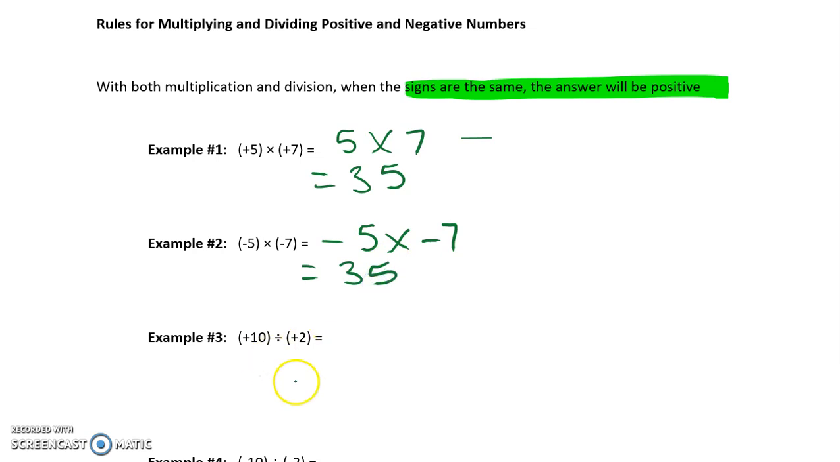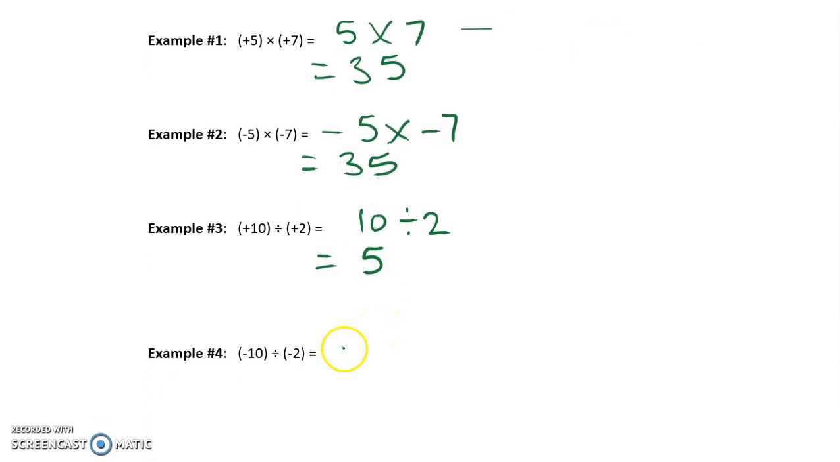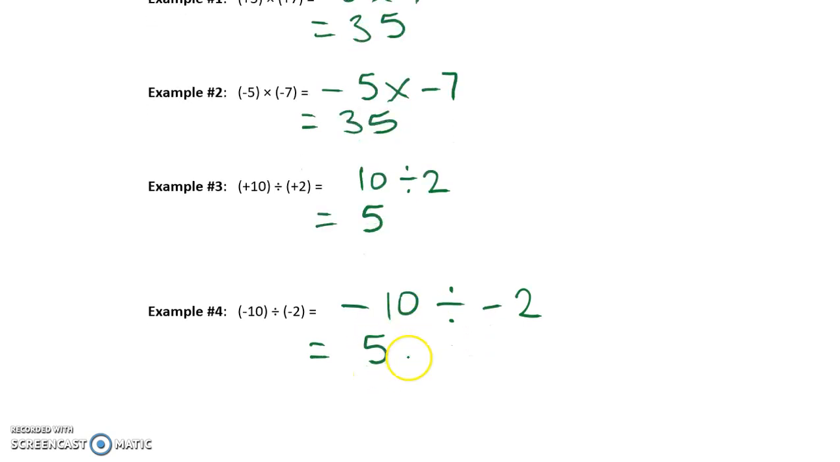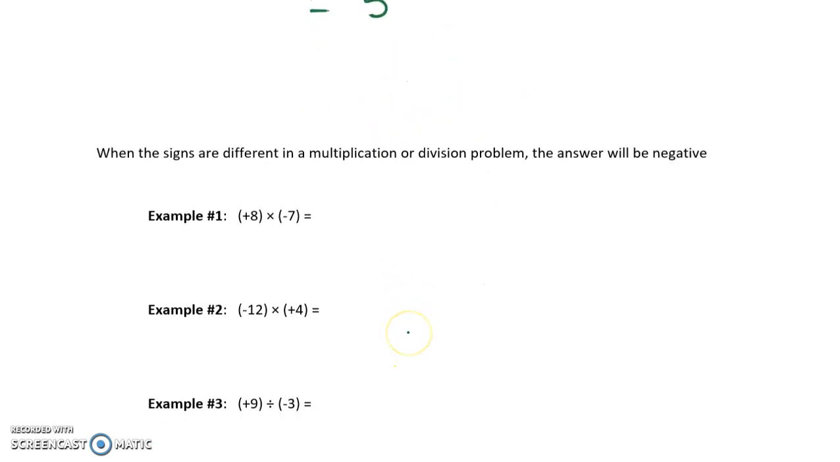Division's the same. If I have 10 divided by 2, that's going to give me positive 5 because I had two signs the same, two positives. If I have negative 10 divided by negative 2, again, I've got two negative signs, that becomes positive 5. So if the signs are the same, it's positive. If the signs are different, it will be negative.